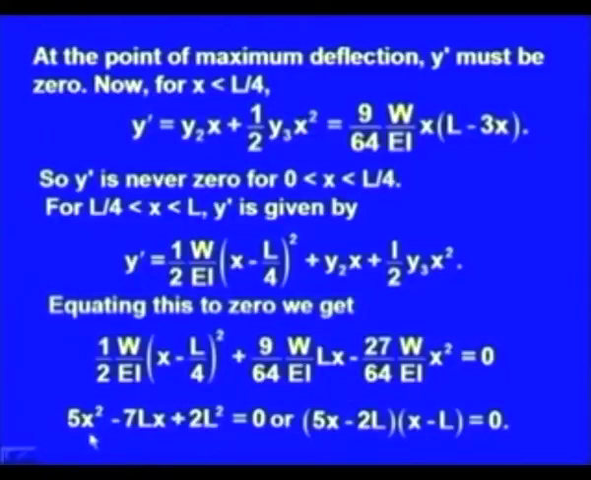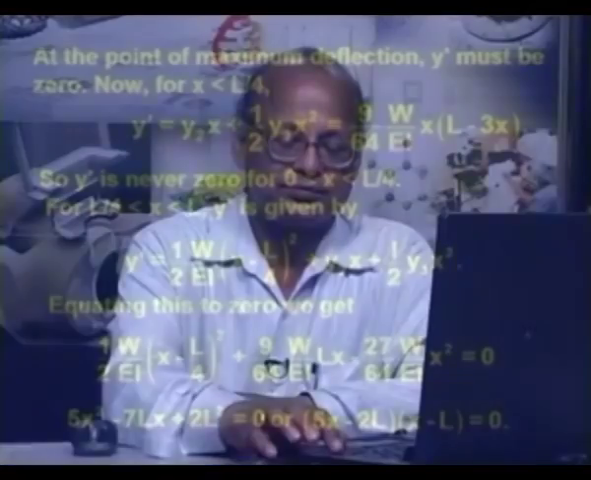From this equation, after simplification, one will have 5x square minus 7Lx plus 2L square equal to 0, which can be factorized into two factors like (5x minus 2L) into (x minus L), and since x is not equal to L, it is less than L, this gives you the value of x as 2L by 5. So, the maximum deflection of the beam occurs at x equal to 2L by 5.